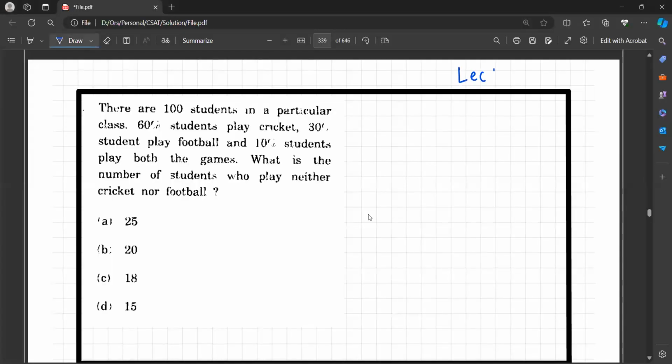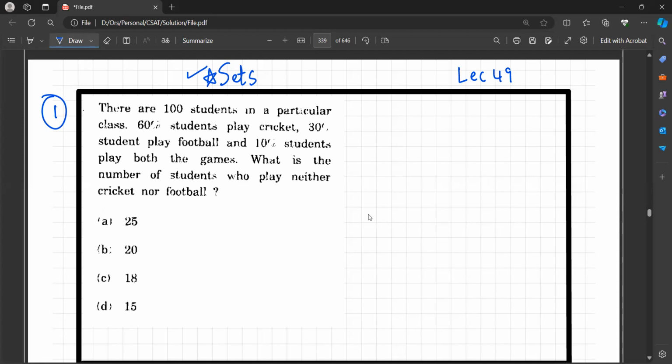Now in lecture number 49 we'll be dealing with questions of sets. This is a very important topic. Every year we get at least one question from set. Let us begin with question number 1. It is advised that you should revise all those concepts of sets before appearing these questions.